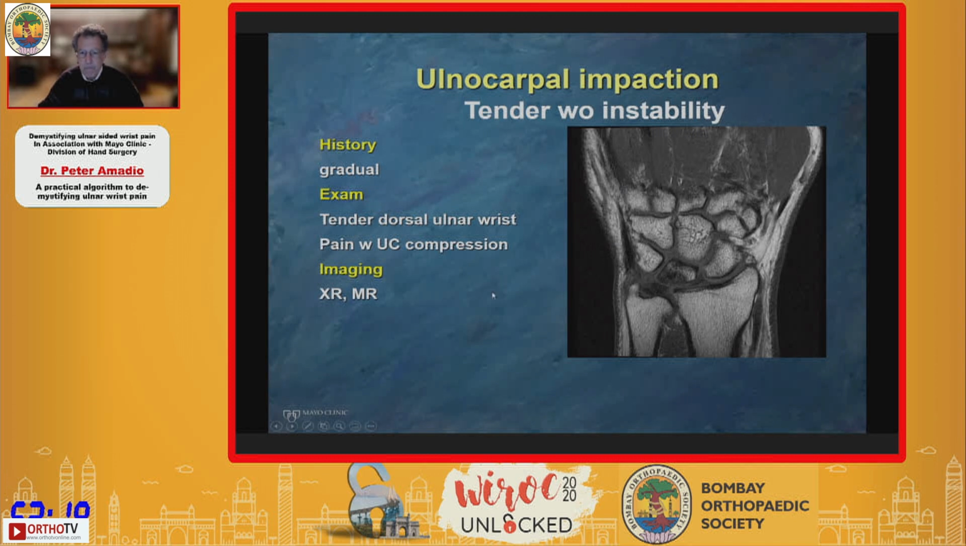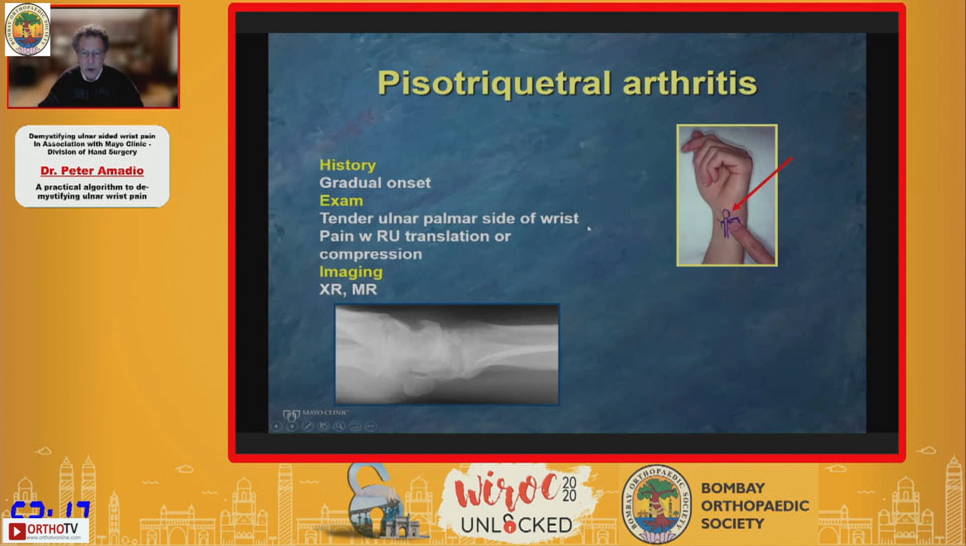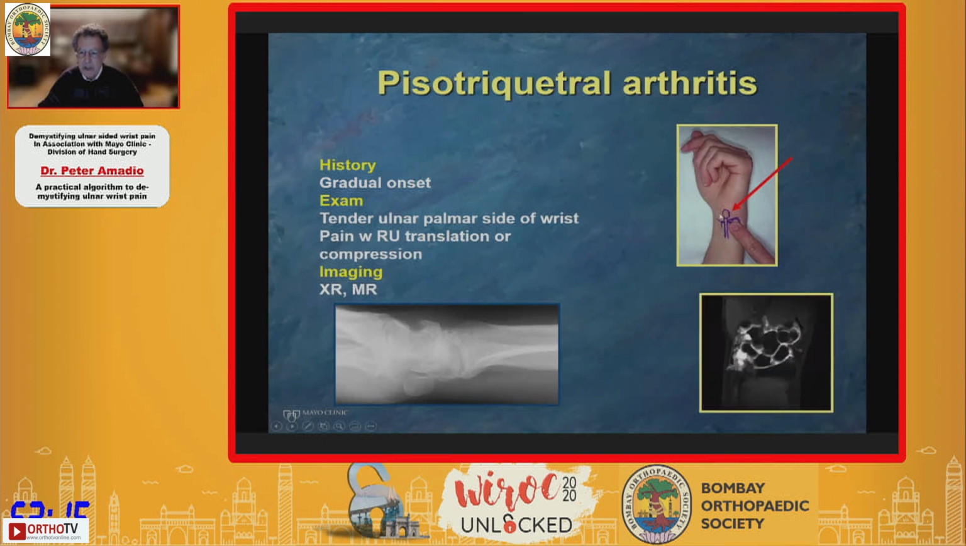And then pisotriquetral arthritis typically is going to be tenderness over the pisiform. You can move it back and forth. It'll be crepitant. You can feel some swelling there, some warmth, and some pain, and you can use x-rays or CT or MR to image that.